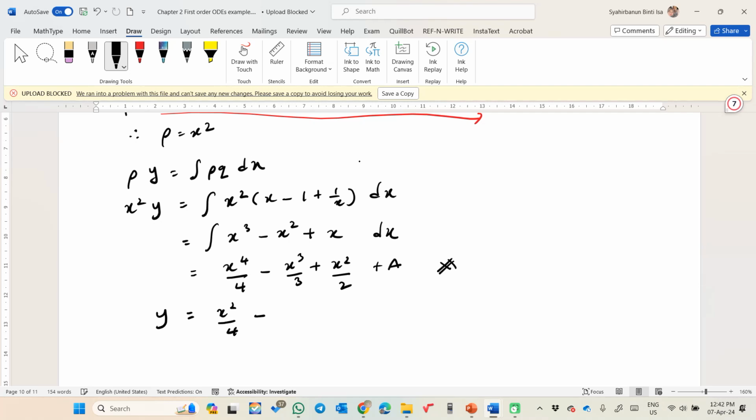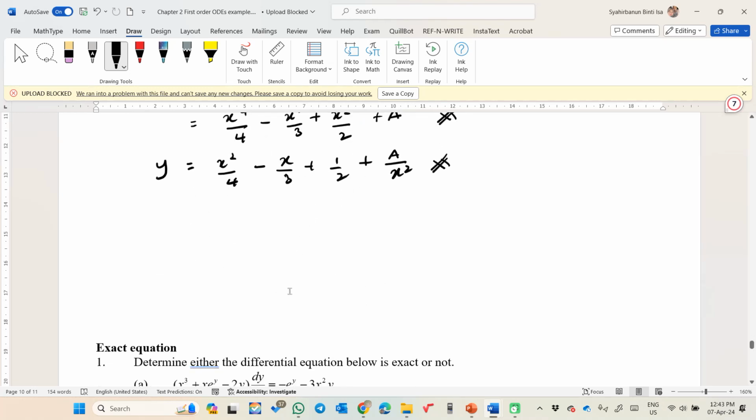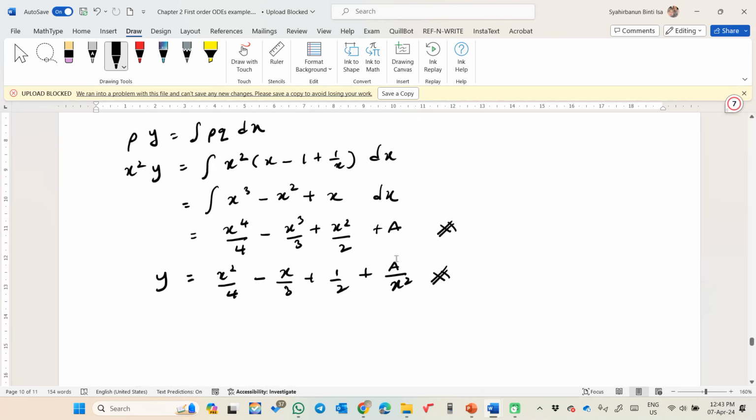Do it one by one if you cannot see how this becomes this. So x cubed divided by x squared is x over 3, plus 1 over 2, plus, once again, a over x squared. Leave it. Don't change to a new constant. Several times I warned you that you cannot change a times any function with a new constant.